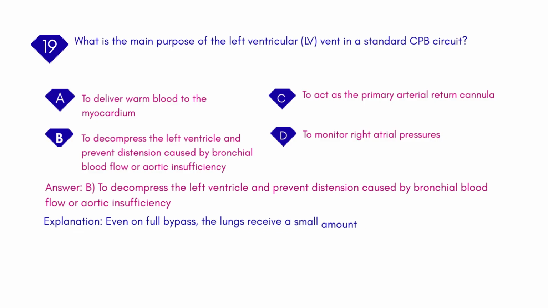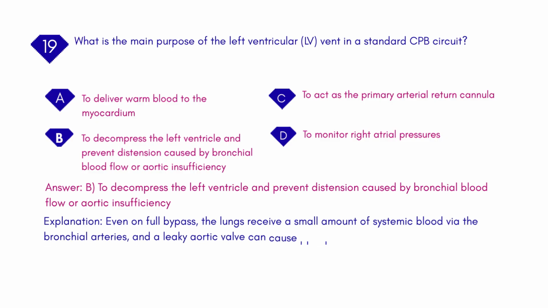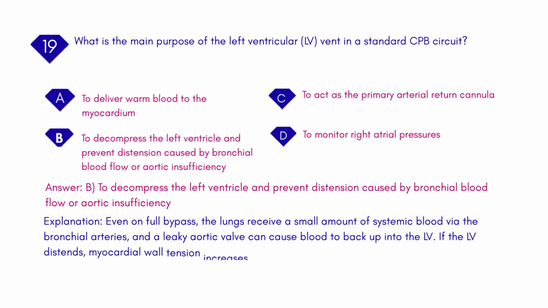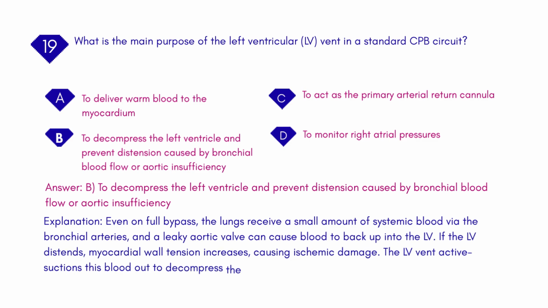Explanation: even on full bypass, the lungs receive a small amount of systemic blood via the bronchial arteries, and a leaky aortic valve can cause blood to back up into the LV. If the LV distends, myocardial wall tension increases, causing ischemic damage. The LV vent actively suctions this blood out to decompress the muscle.